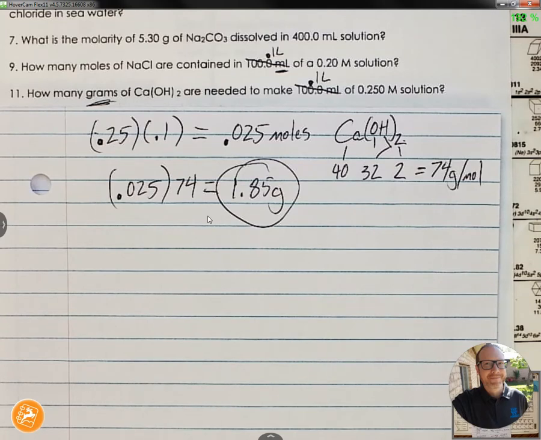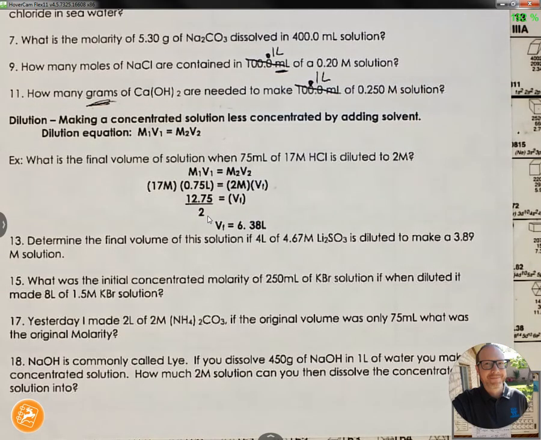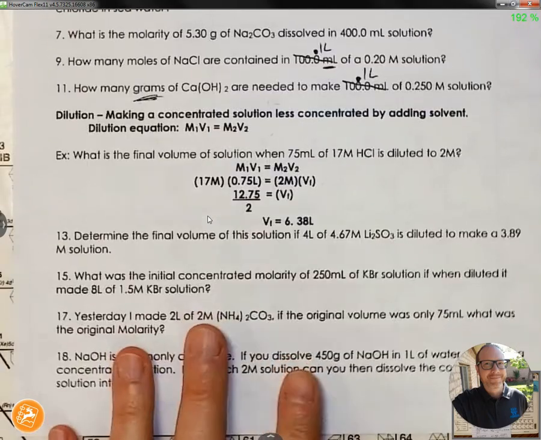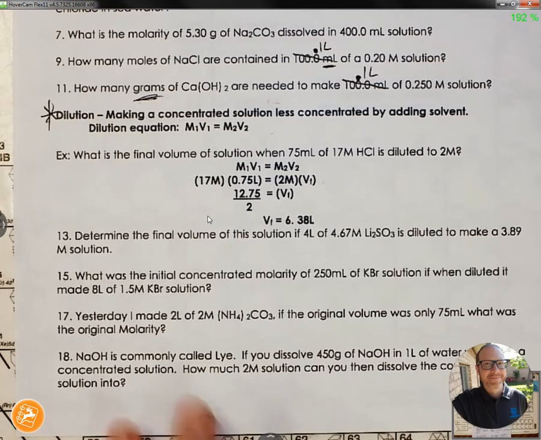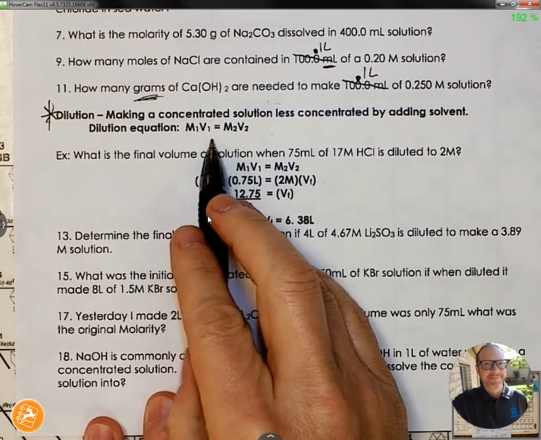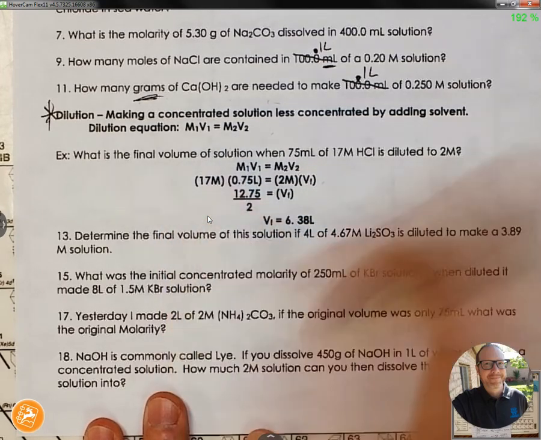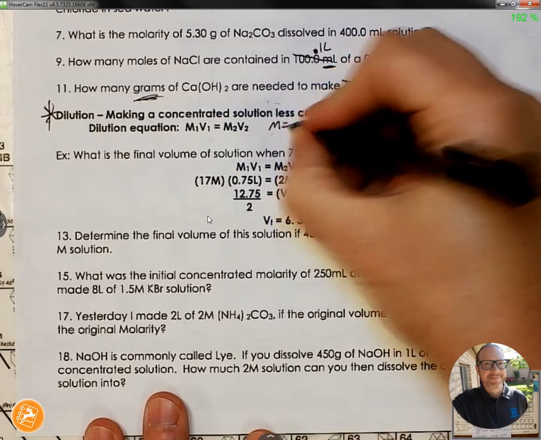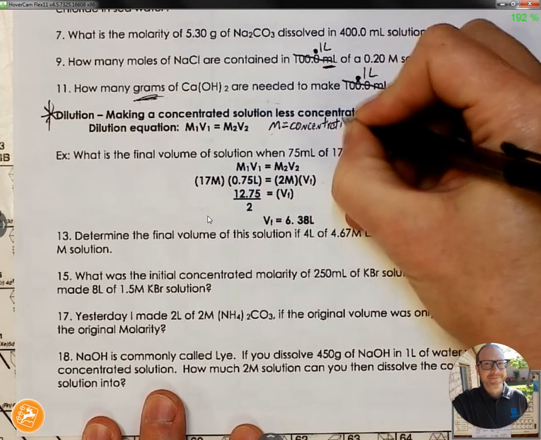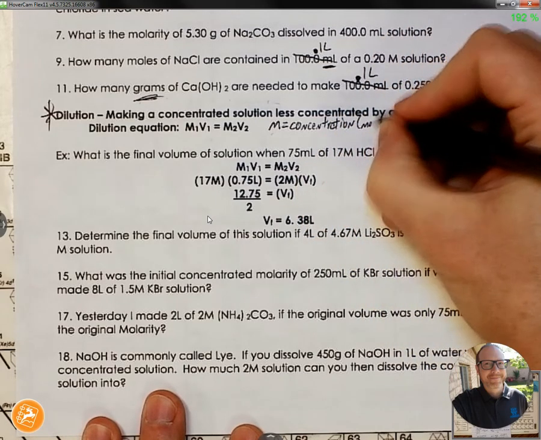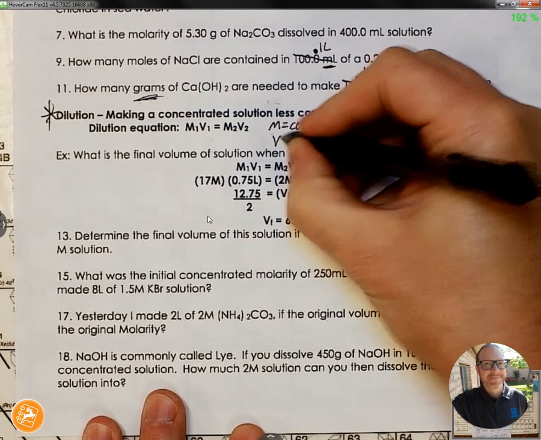Let's shift gears a little bit and let's look at the bottom half of this page. Bottom half of this page is talking about dilution. Remember, a dilution is where you're going to take a concentrated solution, you're going to add more solvent to where it's less concentrated. And you use this formula right here, M1 times V1 equals M2 times V2, and again, just to refresh you, M is going to be concentration. Okay, molar concentration. V is going to be volume.